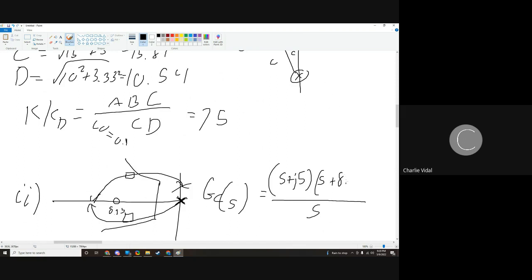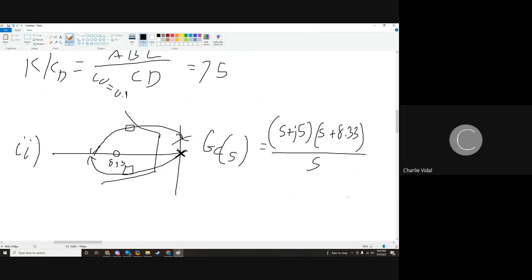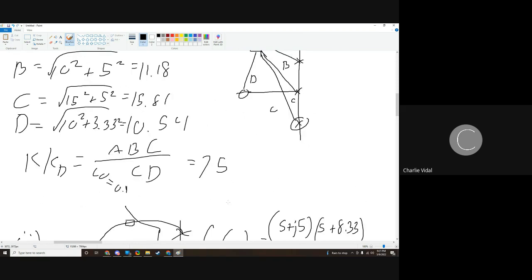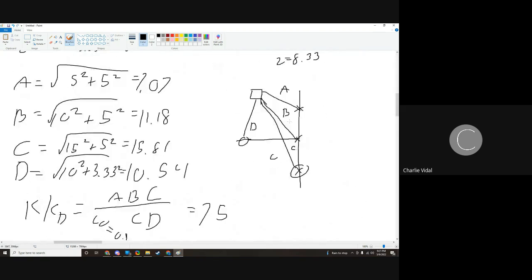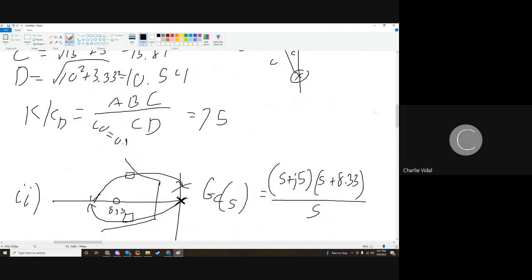I know what I wrote before. I wrote 1.67, and I believe I just accidentally copied it down from the example I was looking at. This is 8.33. And that's our GC of S. And of course, you could multiply GC of S times, oh, I forgot to write the gain, which is 75.